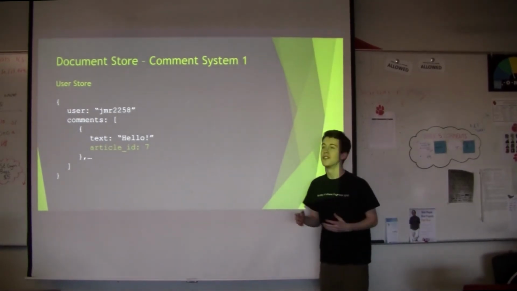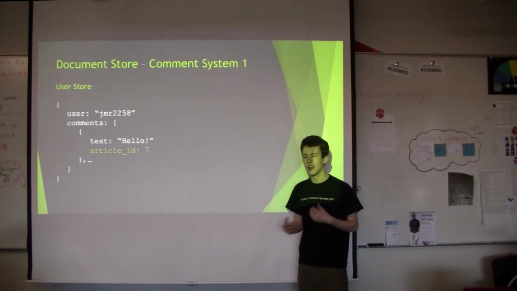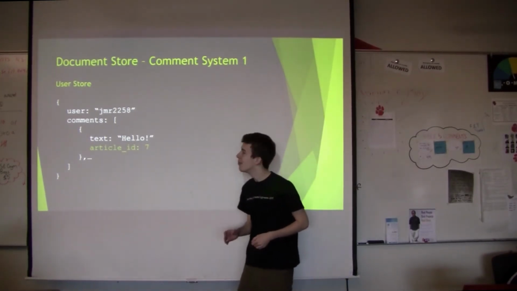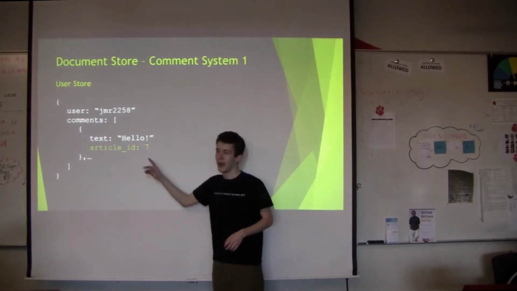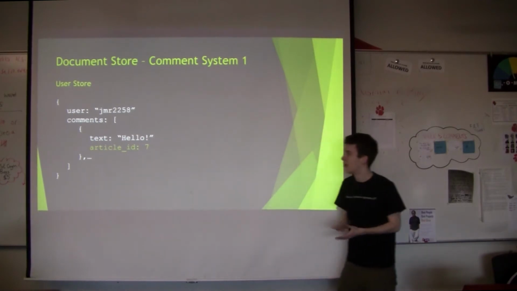So maybe one way to approach it would be, okay, I know I shouldn't try to set up relations inside MongoDB because it's not relational. So all right, we'll just put the comments in the user. And we'll say, here's the user, here's his comments. Oh wait, what article is it on? So we violated that. We set up relational data.